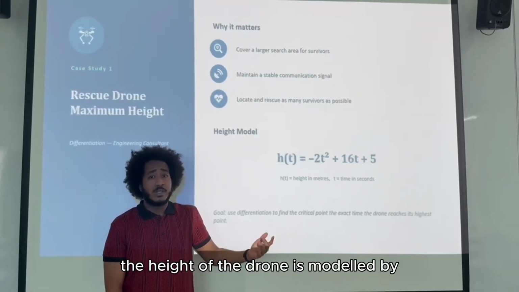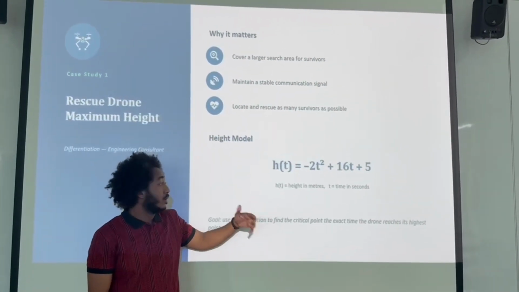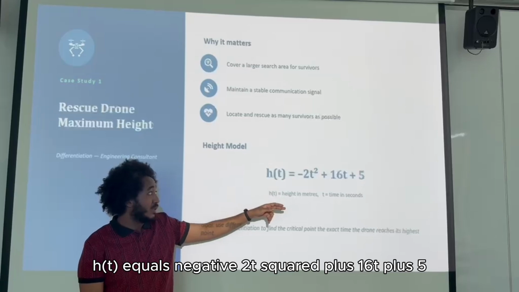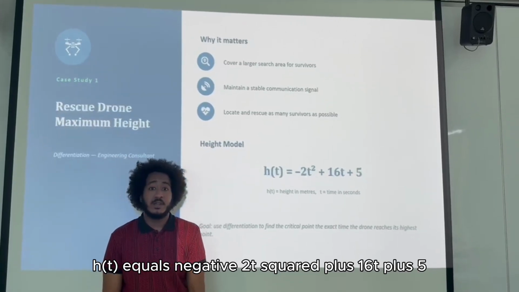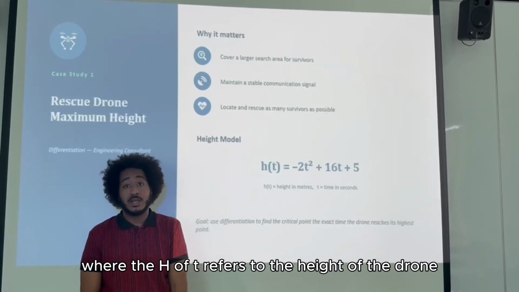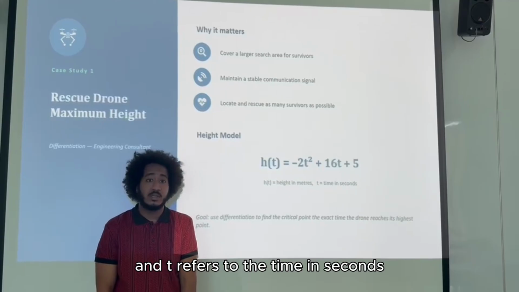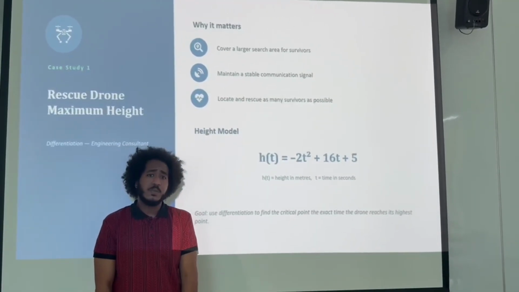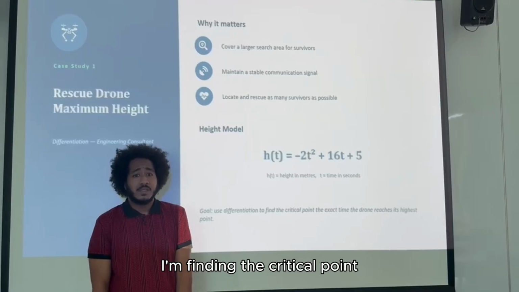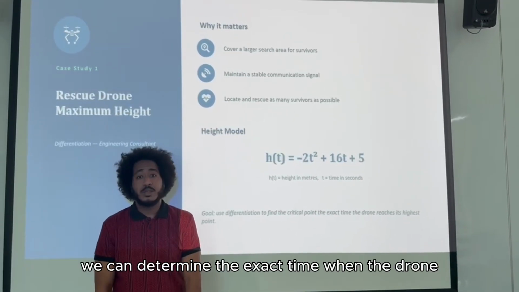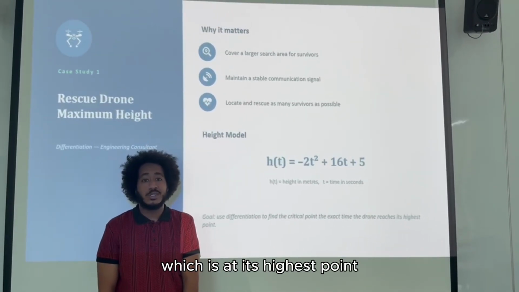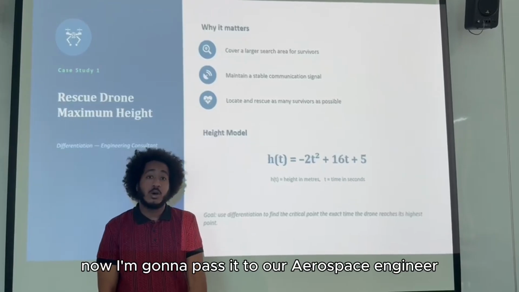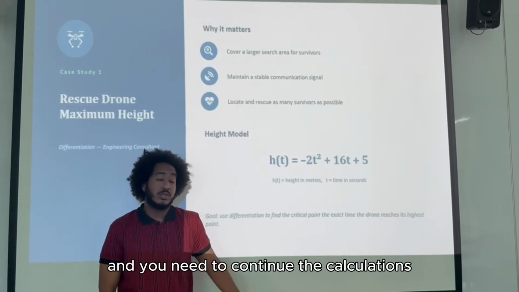The height of the drone is modeled by the equation right behind us. h(t) equals negative 2t squared plus 16t plus 5, where h(t) refers to the height in meters and t refers to the time in seconds. To find the maximum height of the drone, we use differentiation. By calculating the derivative and finding the critical point, we can determine the exact time when the drone reaches its highest point. Now I'm going to pass it to our aerospace engineer to continue the calculations.